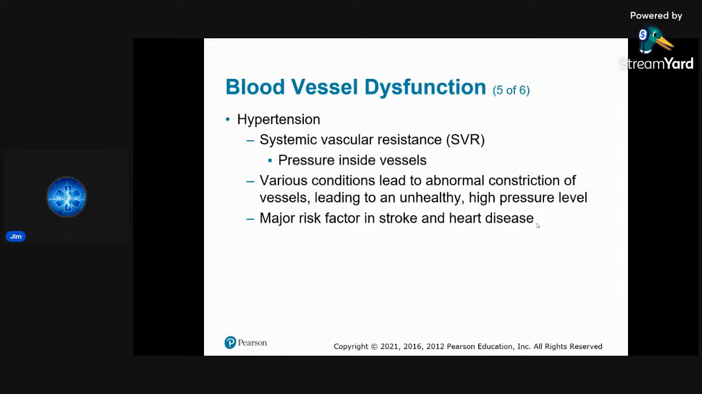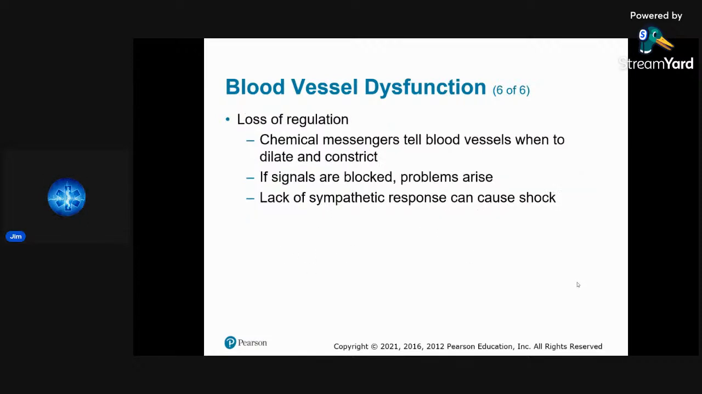Various conditions can lead to abnormal constriction of vessels, leading to unhealthy high blood pressures. For example, smoking can cause this, chronic smokers, and other diseases can cause this. When this happens, it's a major risk factor in stroke and heart disease.